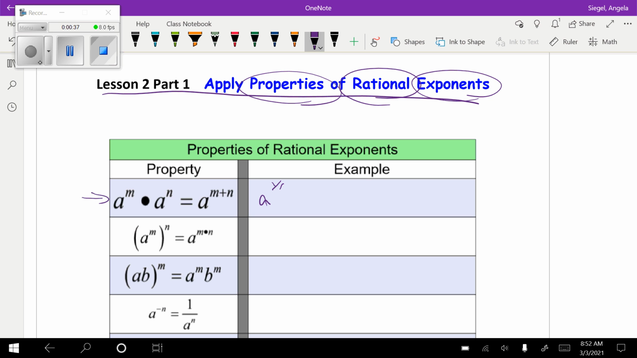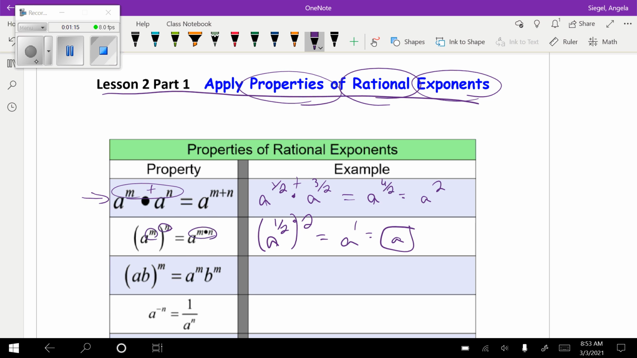So let's take a to the 1/2 times a to the 3/2 power. The rule is you add the exponents together. So 1/2 plus 3/2 is 4/2, which is a squared. Okay, let's do another one: a to the 1/2 power, squared. When you raise a power to a power, you multiply. So I'm multiplying these two exponents. Half of 2 is 1, so it's just a to the first power, or a.